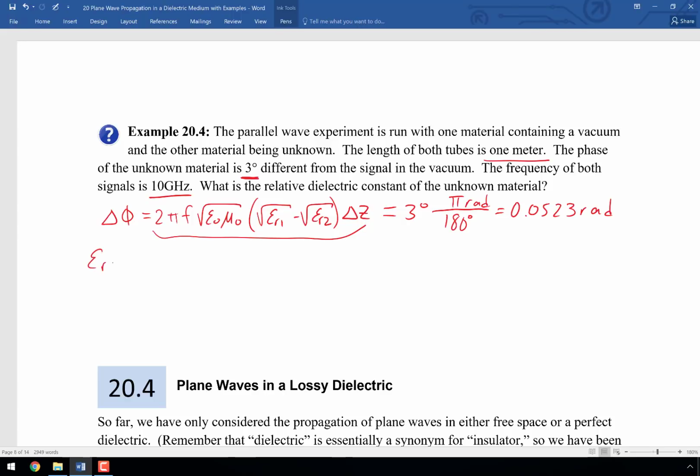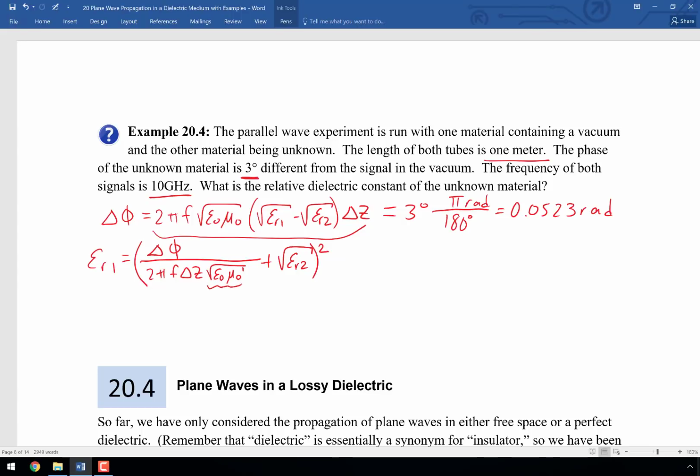Well, then epsilon r1 is going to be equal to delta phi divided by 2 pi f times delta z, and then in the denominator we also have an epsilon 0 mu 0, and then that's going to be plus the square root of epsilon r2, and then that quantity is going to be squared.